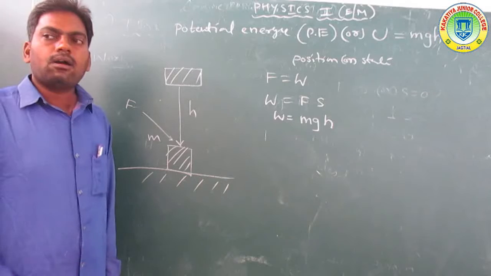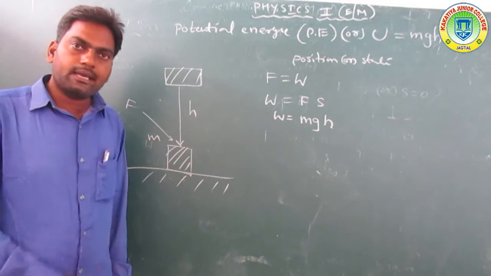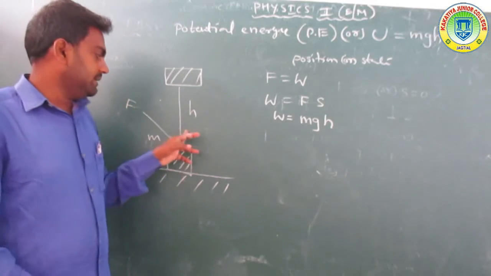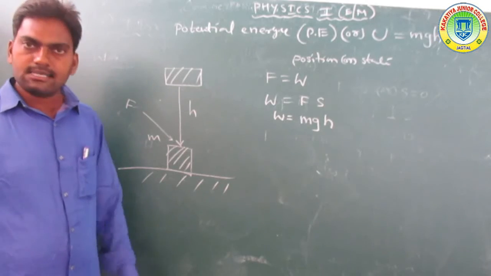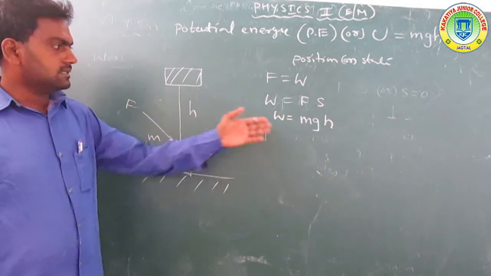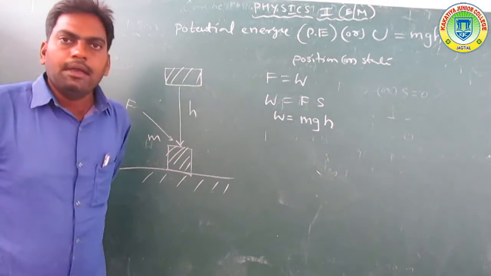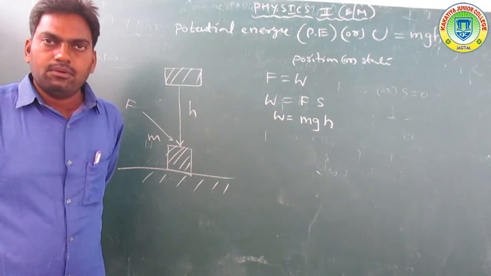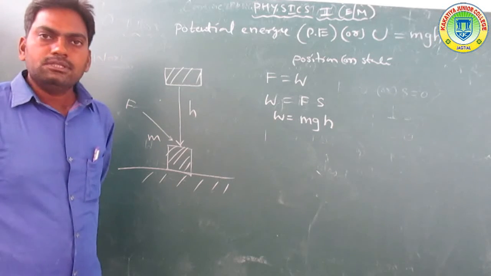Next, cos theta is taken into account. Here theta is 90 degrees, so cos is taken as 1, so that factor is not taken separately. So W is equal to mgh.